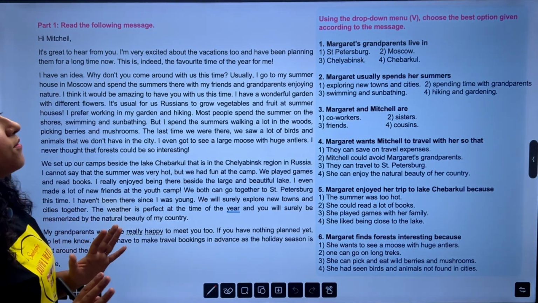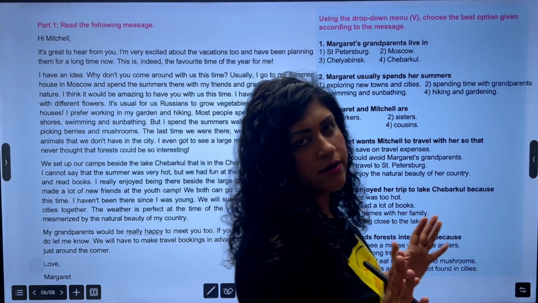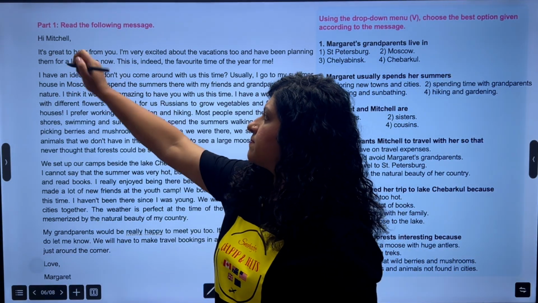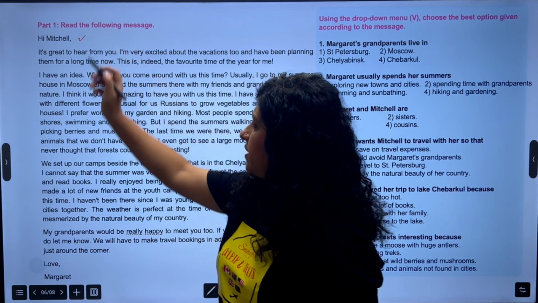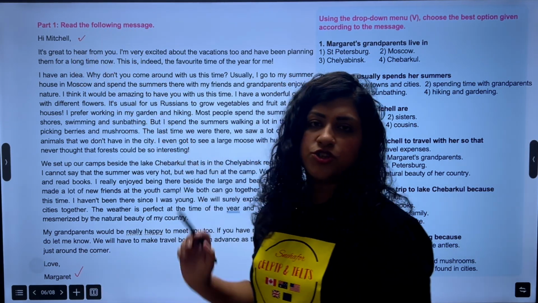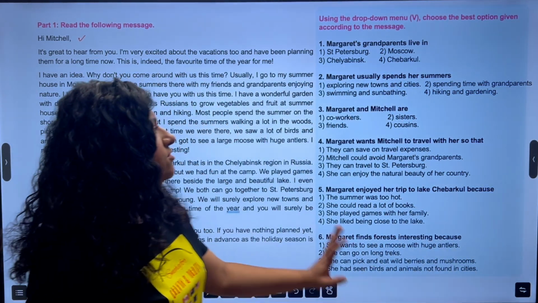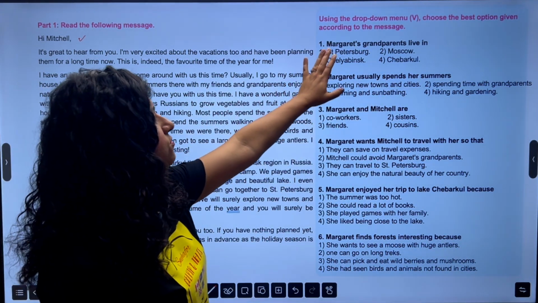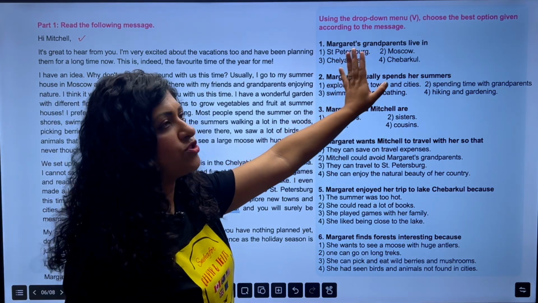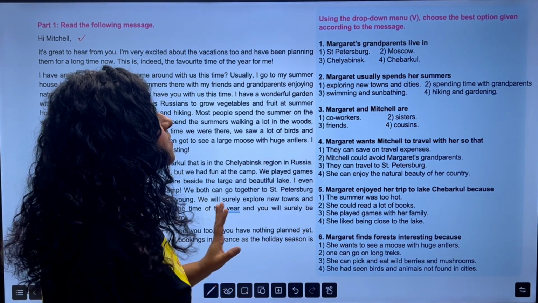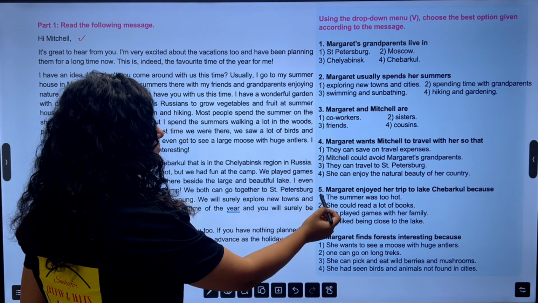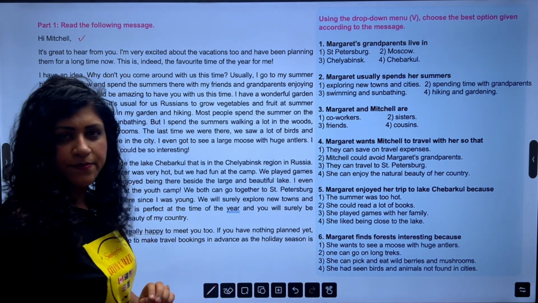So this is how your part 1 will look in your exam. You see the text, which is kind of an email or a letter. As you can see, Margaret is writing it to Michelle. On the basis of this text, you have these questions which are MCQs. You have 4 options for each of the questions over here. So it's question number 1, 2, 3, 4, 5, 6.